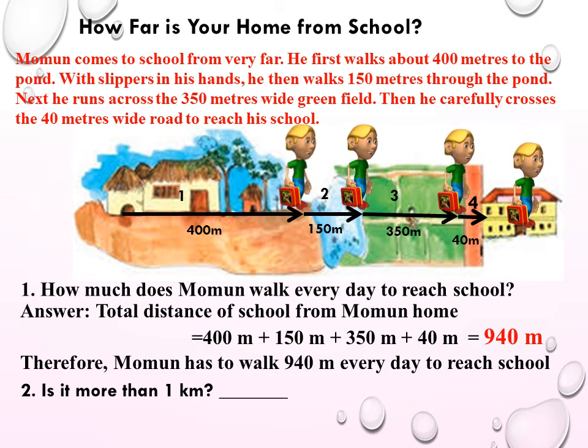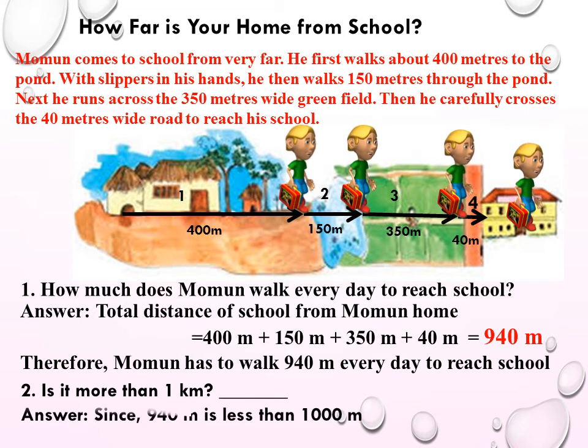Here comes the next question. Is it more than 1 kilometer? You know that clearly 1 kilometer equals 1000 meters. But here you got only 940 meters. Means 940 meters is less than 1000 meters. So, it is not more than 1 kilometer. The distance is not more than 1 kilometer.